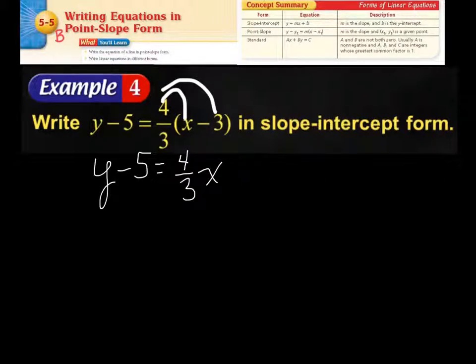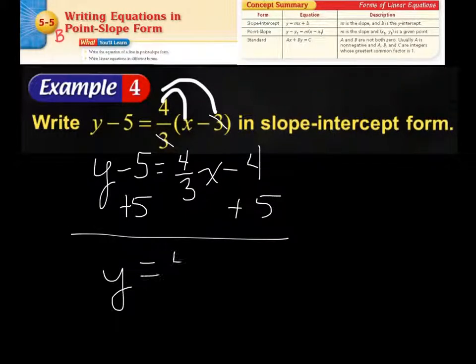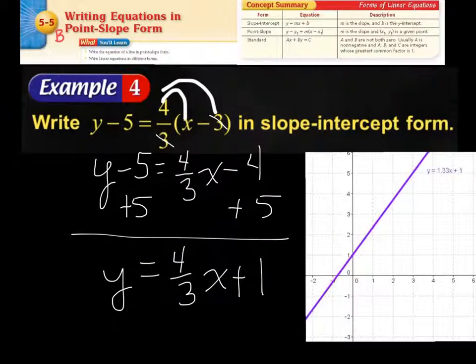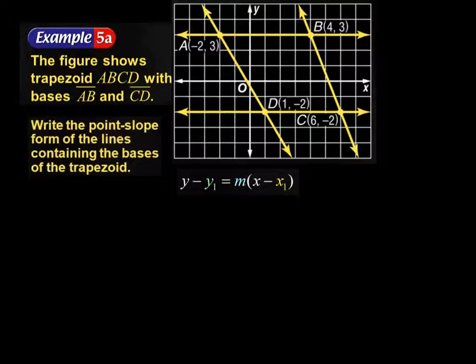And it happens to be that 4/3 times a third, those threes would cancel out, so we'd have just minus 4. And then all I have to do is add 5 to both sides. So I have y equals 4/3 x plus 1. That would make it easy to graph. My line has a y-intercept of 1, and it's going up 4 over 3 to get to the next point.